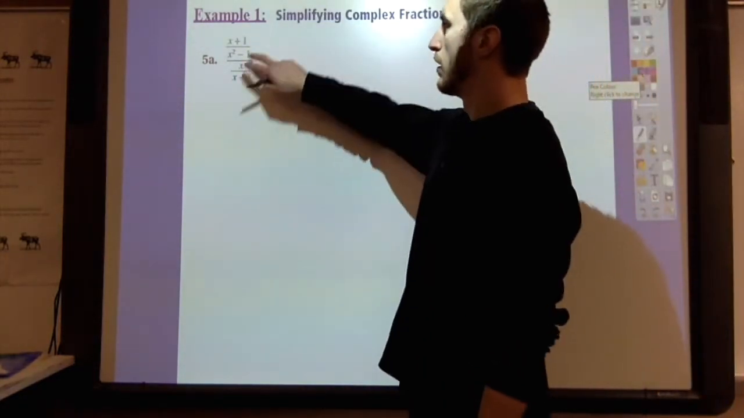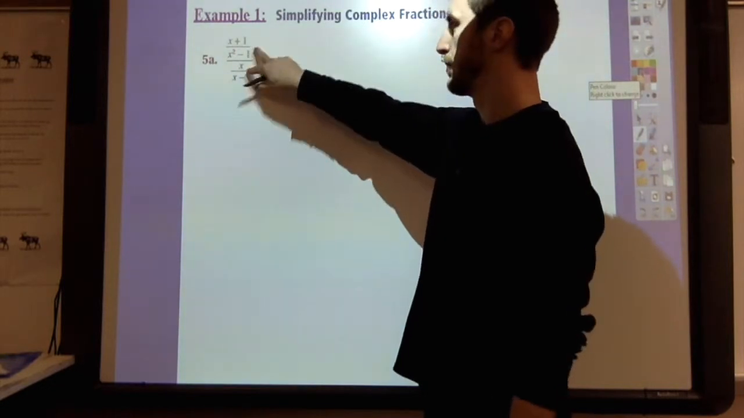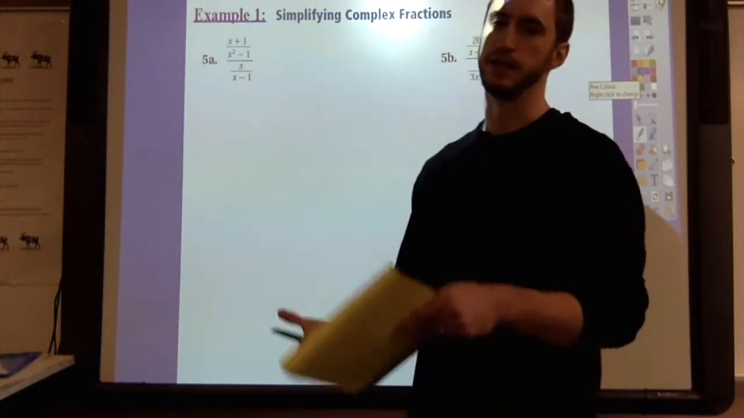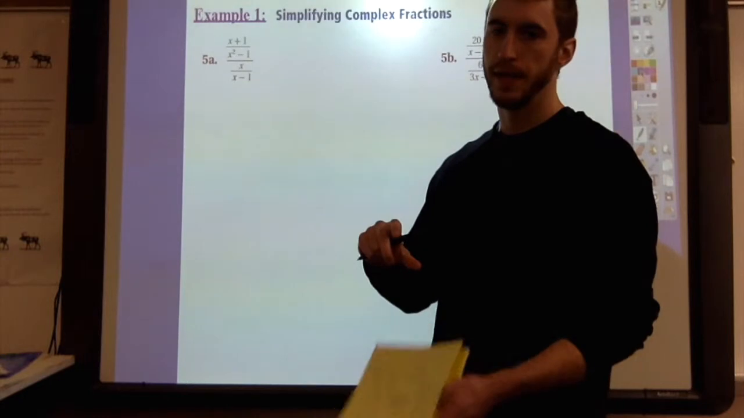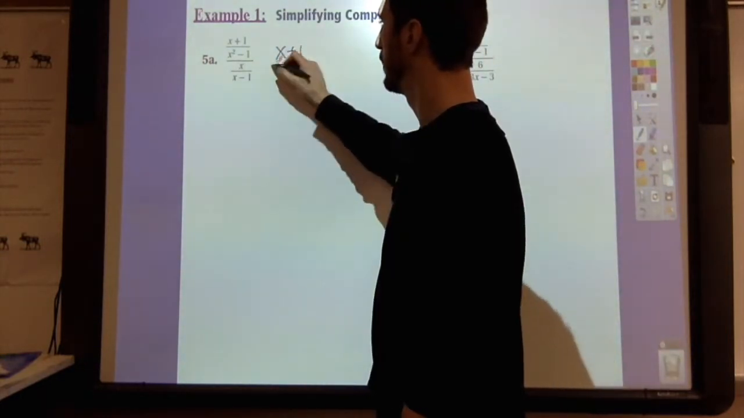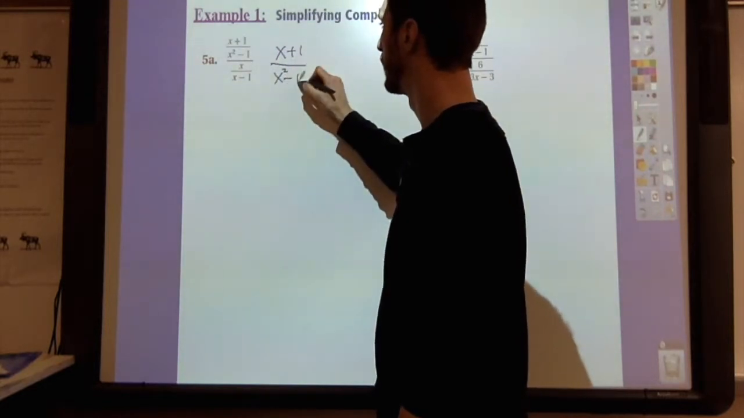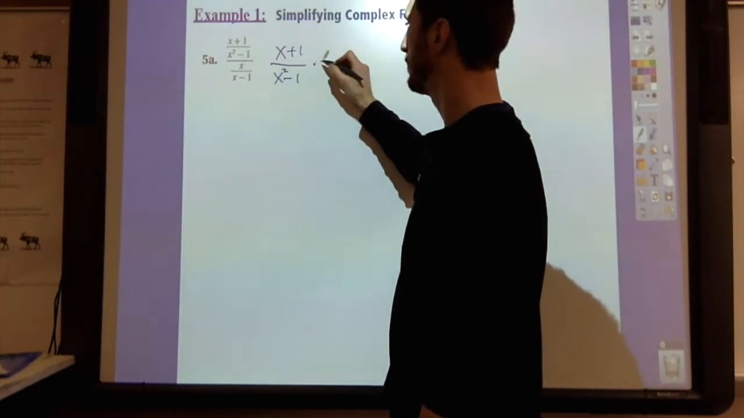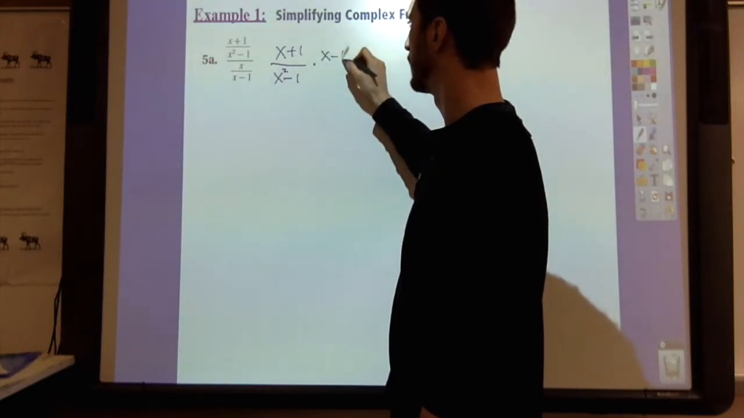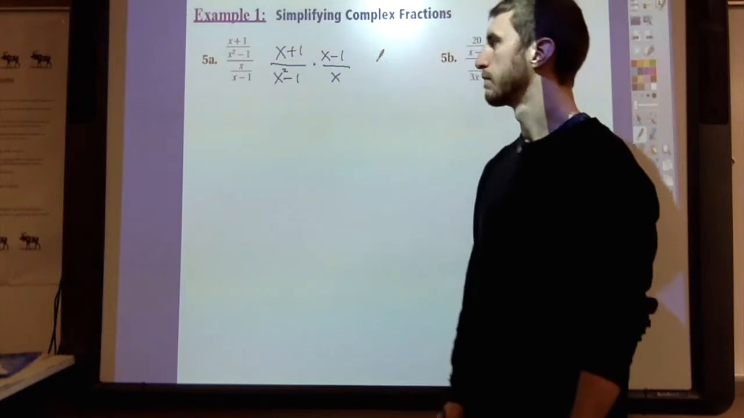So, we've got a fraction over a fraction. This is a complex fraction, so what I'm going to do is flip the denominator and multiply across. So I've got x plus 1 over x squared minus 1 times x minus 1 over x.